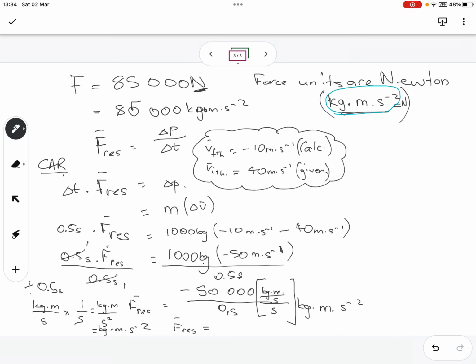And if we divide negative 50,000 by 0.5, how much do we get? I think we get more than 100,000. Yeah, we're dividing 50 by 0.5. Yeah, so we get 100,000 kilogram meters per second squared.